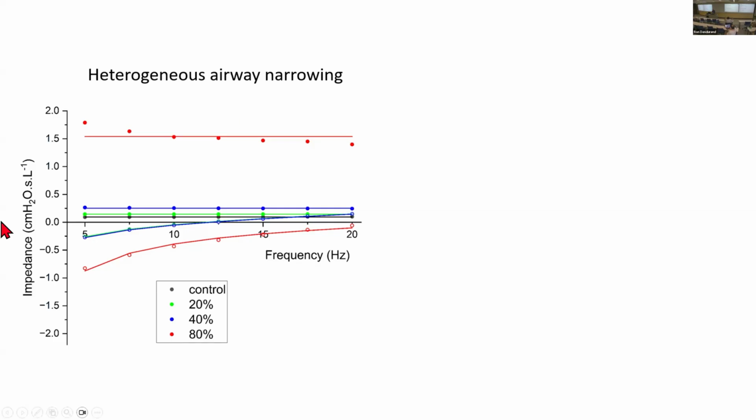So in other words, as we're going green, blue, red, we're getting increased heterogeneity of narrowing throughout the airway tree. And what you can see here is that for the control, 20% and 40%, there's basically no difference in reactance. There's a little bit of a difference in resistance. When we get to 80% random narrowing, we get a big jump up in resistance, a big jump down in elastance or reactance, but it's not as big proportionately as the increase in resistance. And also notice you're getting this negative frequency dependence here due to the heterogeneity. And what I'm showing by the solid lines is the best fit of the single compartment model, which of course assumes that resistance is constant.